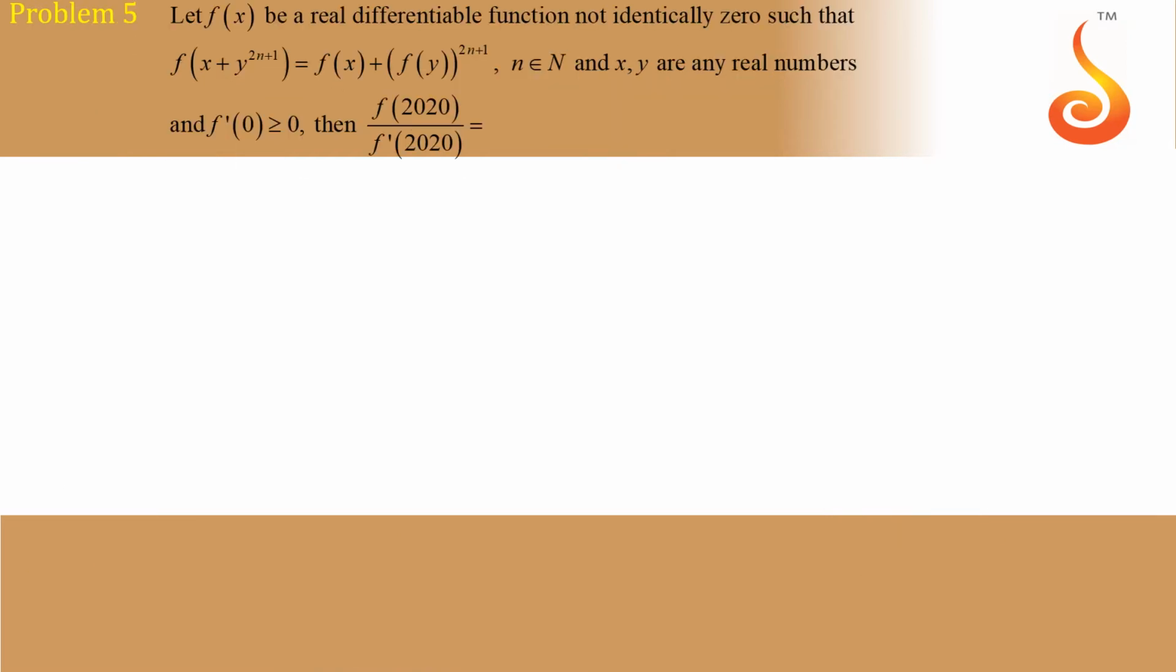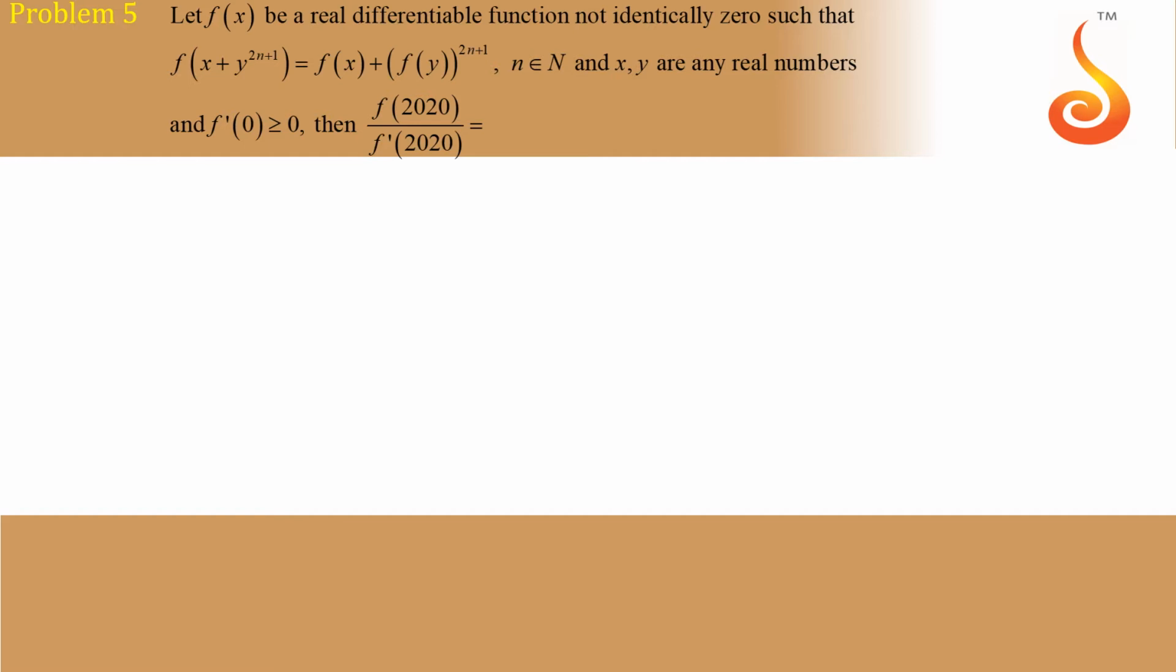Next problem. Let f of x be a real differentiable function, not identically 0, such that f of x plus y whole to the power of 2n plus 1 is equal to f of x plus f of y whole to the power of 2n plus 1, for all n belonging to the natural numbers, and x, y any real numbers. We are told that f dash 0 is greater than or equal to 0. So I want f of 2020 divided by f dash of 2020.